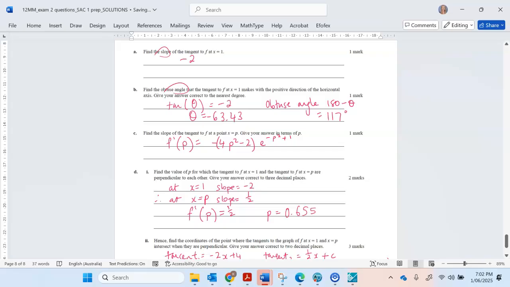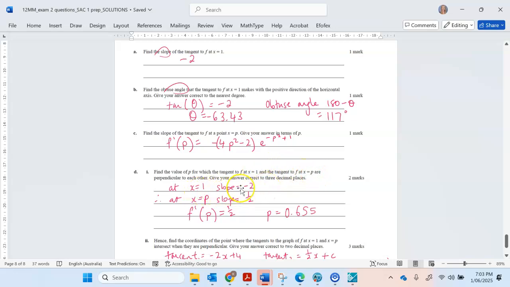Find the value of P for which the tangent to f at x equals 1 and the tangent to f at x equals P are perpendicular to each other. Perpendicular means they meet at a right angle. On our course, we don't refer to them as normals. We do have tangents, but for normals we just say perpendicular. They're actually at different points, so they're not intersecting at x equals 1 and x equals p. They're two different points clearly, because one is 1 and one is p.